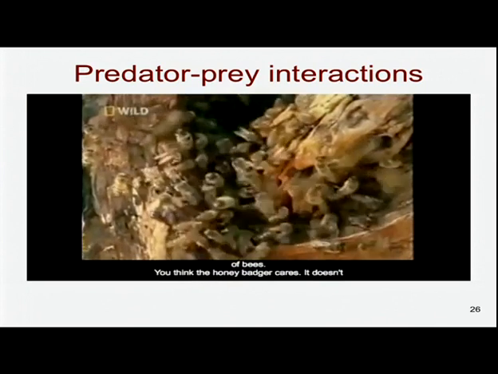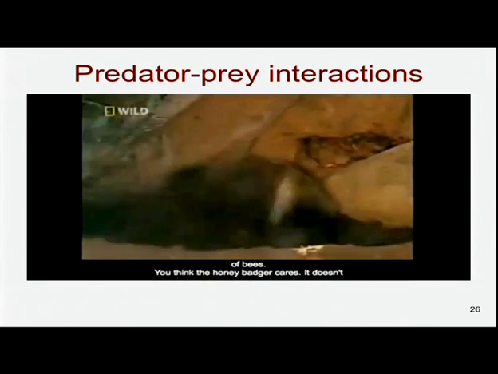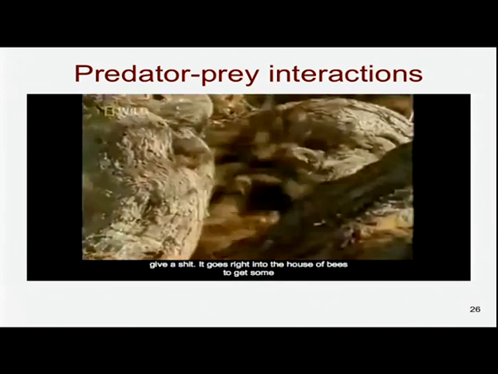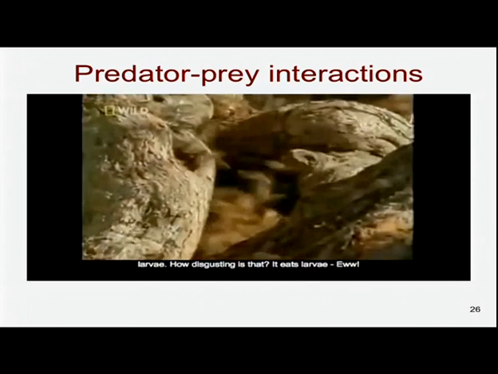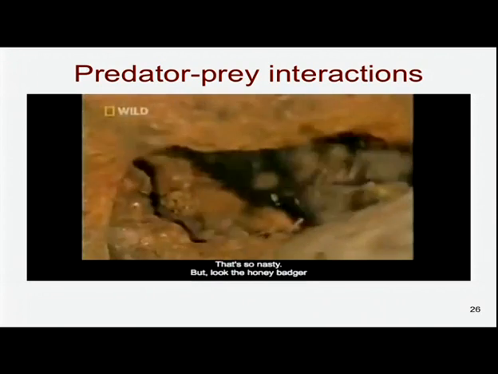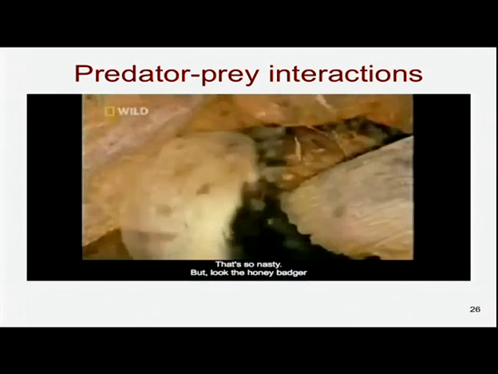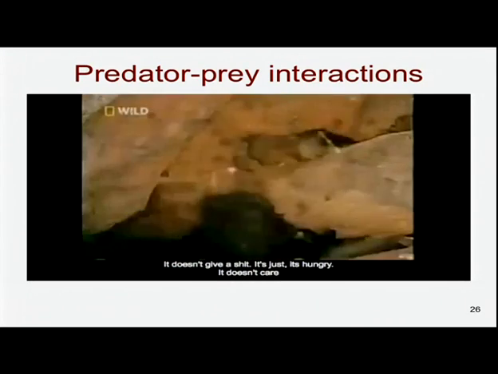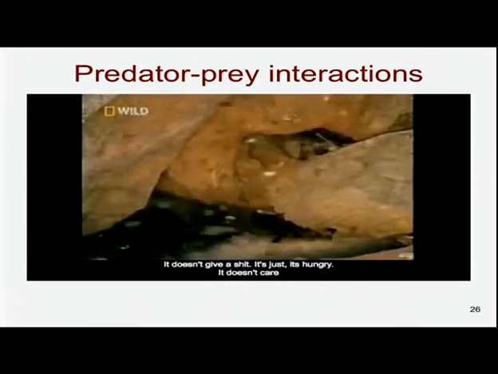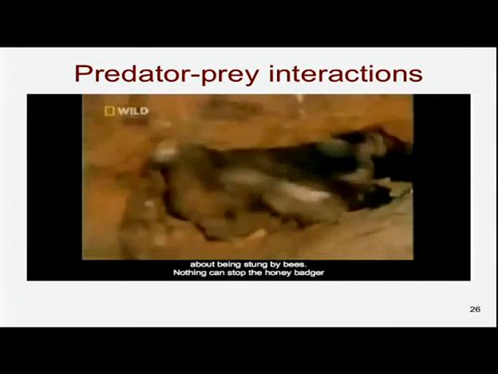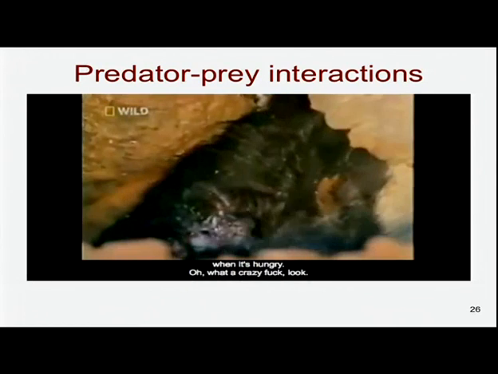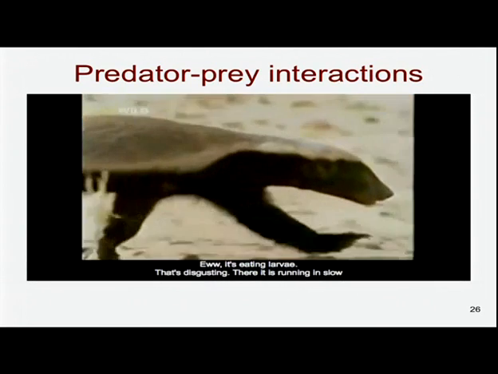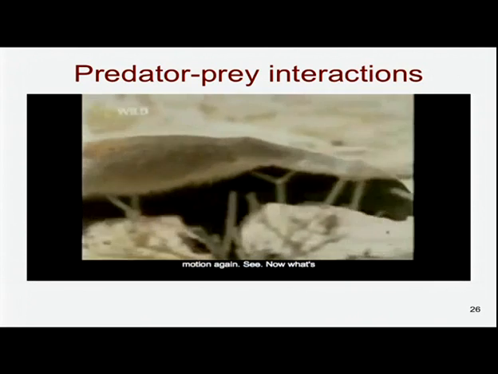Now look, here's a house full of bees. You think the honey badger cares? It doesn't give a shit. It goes right into the house of bees to get some larvae. How disgusting is that? It eats larvae. Ew, that's so nasty. But look, the honey badger doesn't care. It's getting stung like 1,000 times. It doesn't give a shit. It's hungry. It doesn't care about being stung by bees. Nothing can stop the honey badger when it's hungry. Oh, what a crazy fuck. Look. Ew, it's eating larvae. That's disgusting. There it is, running in slow motion again.